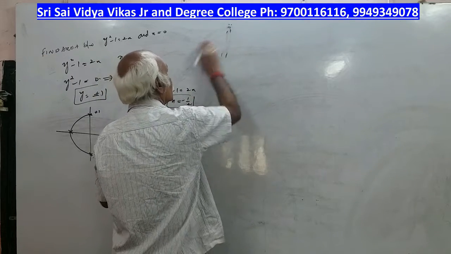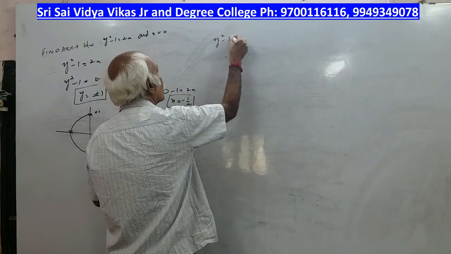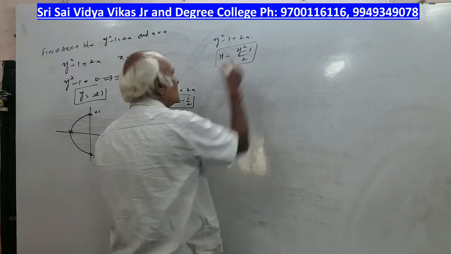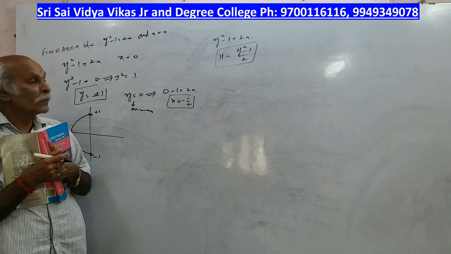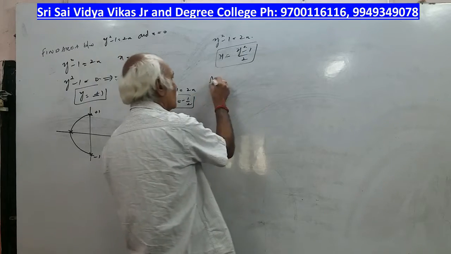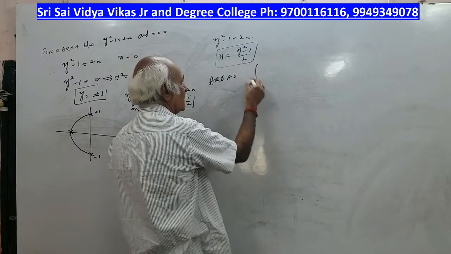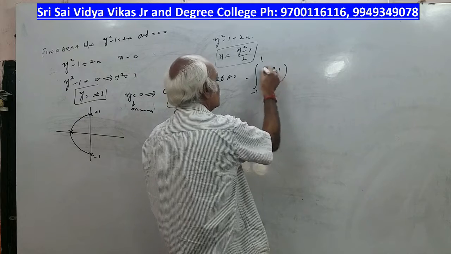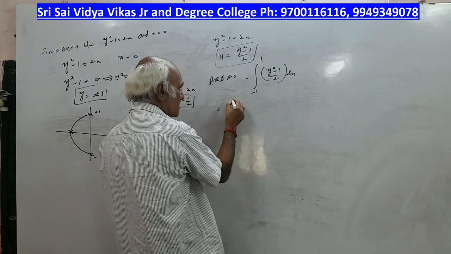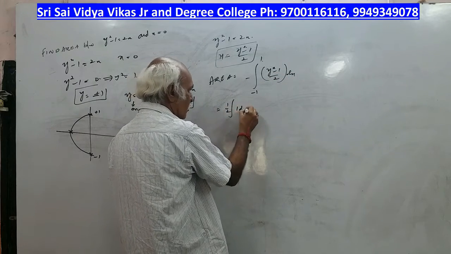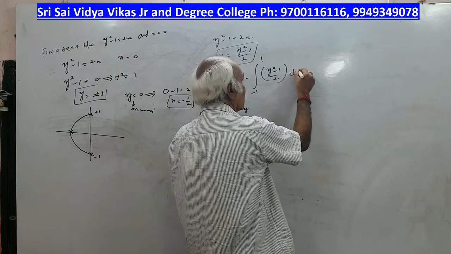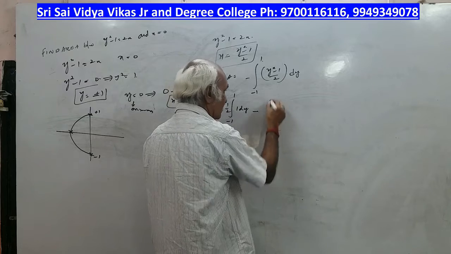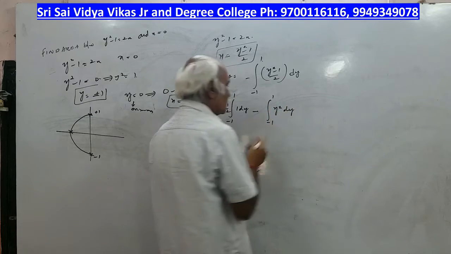Before writing this, y square minus 1 is equal to 2x. X is equal to y square minus 1 by 2. What is the x value? Y square minus 1 by 2. Therefore, area is with minus sign, minus 1 to plus 1, y square minus 1 by 2 dx. Bring the minus sign inside. So 1 by 2, 1 dy, minus 1 to 1, minus 1 to 1, y square dy.